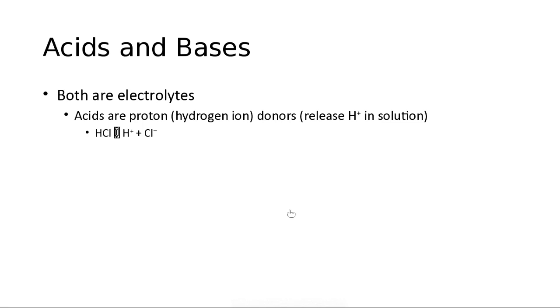Okay, acids and bases, they're both electrolytes. Acids are proton donors, because a hydrogen ion is just a proton: once you get rid of that electron, which it's going to do, it's just a proton, so hydrogen, H plus.